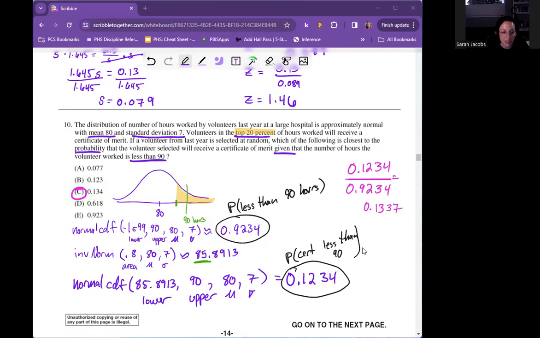So gut checking this, does this make sense? 92%, almost all of this is less than 90 hours. So when we got this being 12-ish%, it makes sense that if we're dividing that by almost 1, we're going to get a number that's a little bigger, but not crazy bigger.